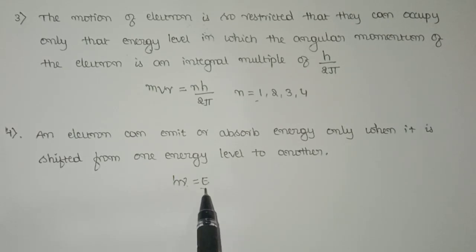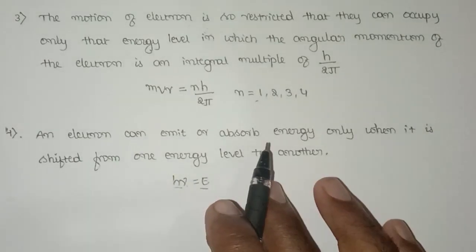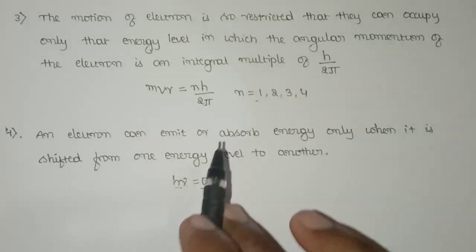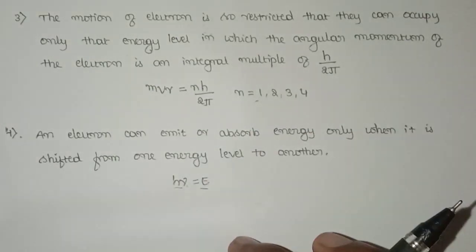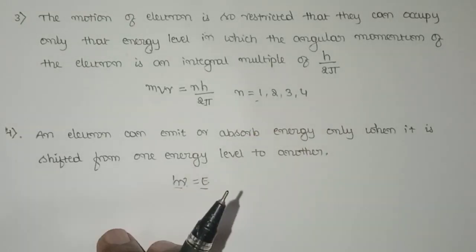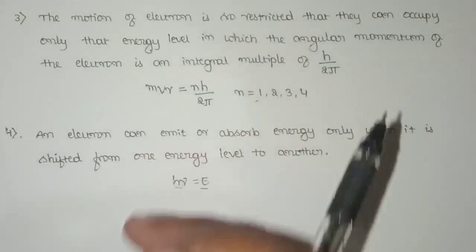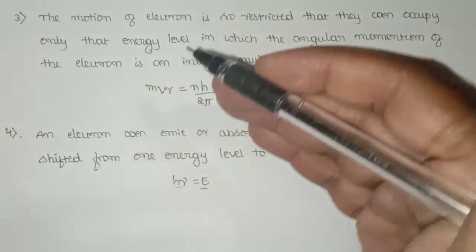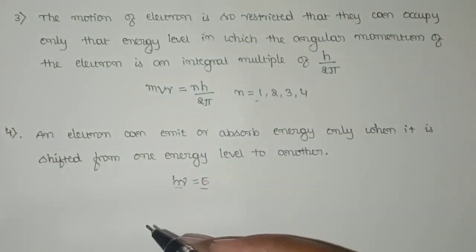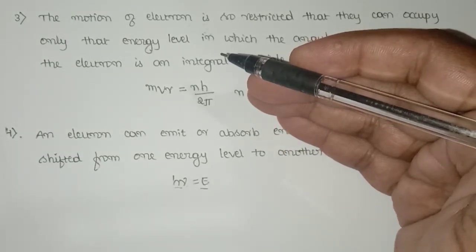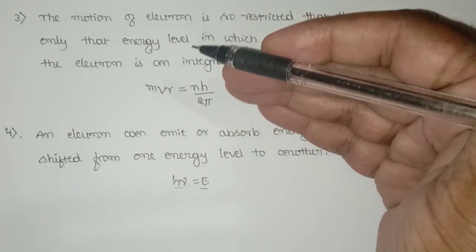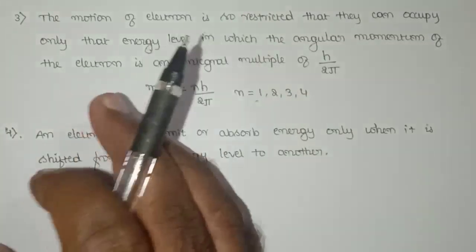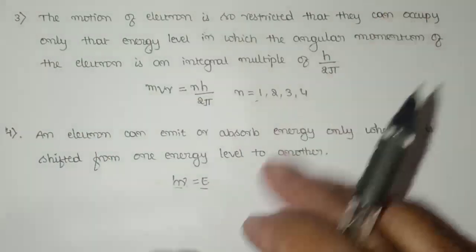The value of h nu, that is the energy released by an electron during its de-excitation, should be equal to the difference in energies between the two stationary states. Evidently, the frequency of the emitted radiation will be different for each quantum. Depending upon whether the electron is de-excited from the third level to the second level, or from the second level to the first level, the amount of energy released by the electron will vary.